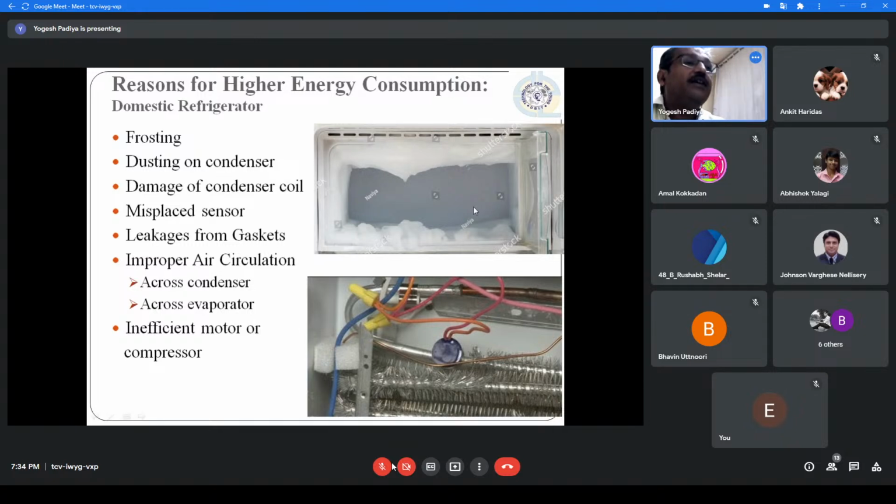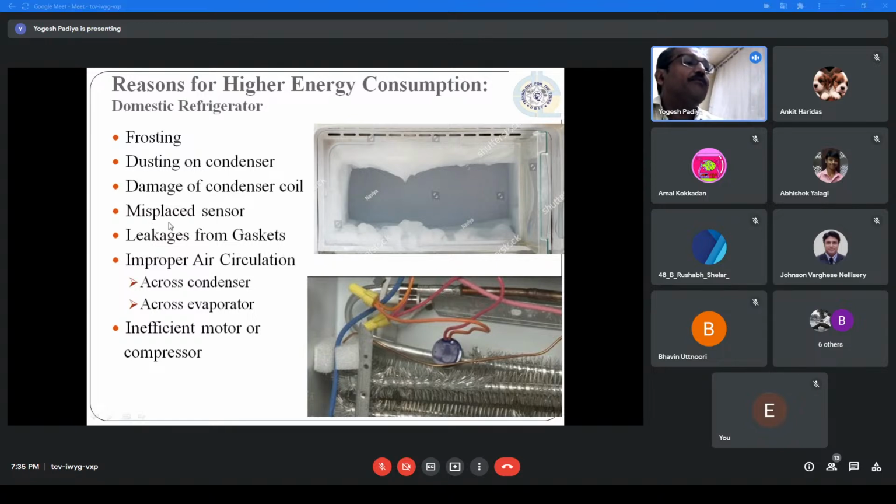It is frosting and defrosting. Whether your defrosting is working properly or not, it's sometimes the sensor placed on the coil may be dislocated or not functioning well. Because of that, you may find a big frost and maybe you have avoided it. So after a month when you are checking, by the time your energy bill has already gone. So it is always better to keep track of whether the sensors in the fridge are working properly or not.